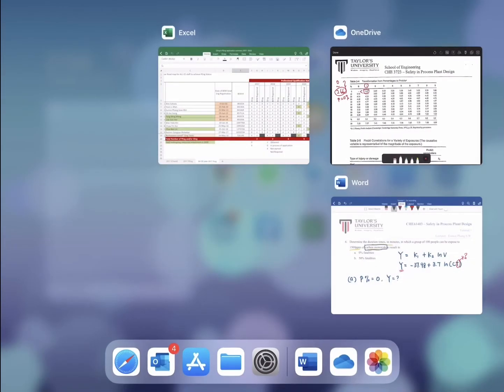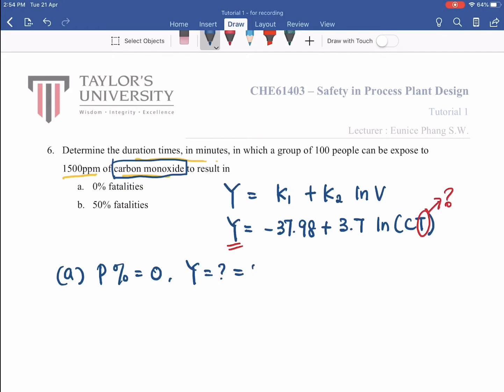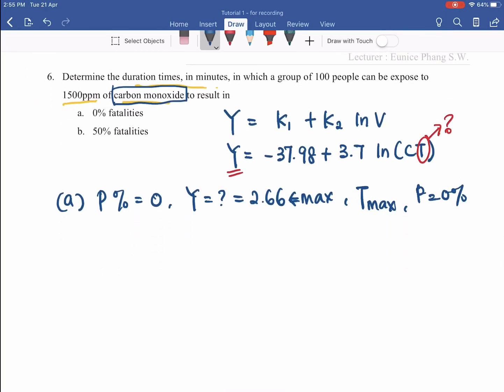So we put that back. The Y value here is 2.66 to do the calculation. This is the maximum duration that people can be exposed to, T maximum, when P equals 0%. Simple. 2.66 equals negative 37.98 plus 3.7 ln 1500T. Same thing with our calculations just now.